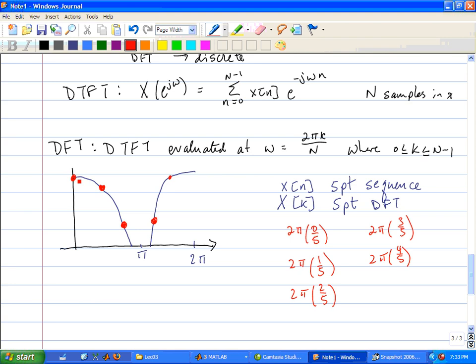So I started with a 5-point x of n. I wind up with a 5-point transform of it. And that's it. That's the discrete time Fourier transform. It just tells you how much frequency content is contained in each one of those 5 frequencies. Question so far? No? That's good. So there's actually a formula for this.